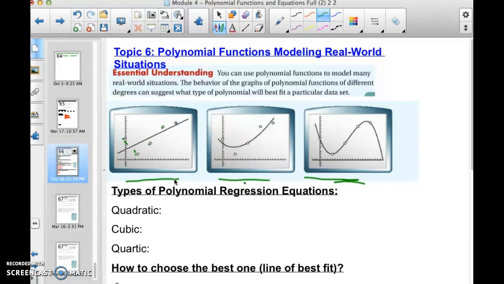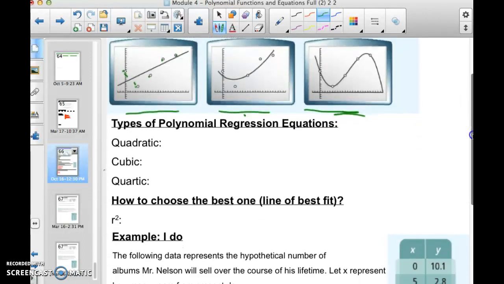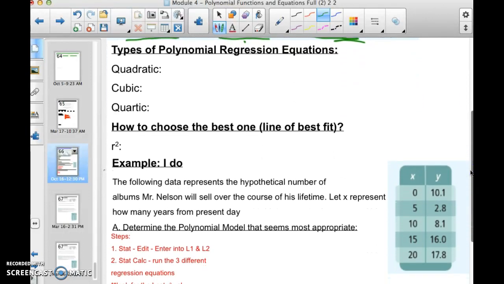So this is a quartic polynomial regression. And this correlation coefficient, the R squared, would be very close or exactly 1 because all those dots hit on that line. All right. So before I show you how to do this on your calculator, we just have to fill in some of these blanks for the notes. Quadratic is the power of 2, so I'll just put x squared. All right. So for types of polynomial regression equations, that should be familiar to you. Cubic is x cubed, and then quartic is x to the 4th. That's all that means. That's what that's referencing.